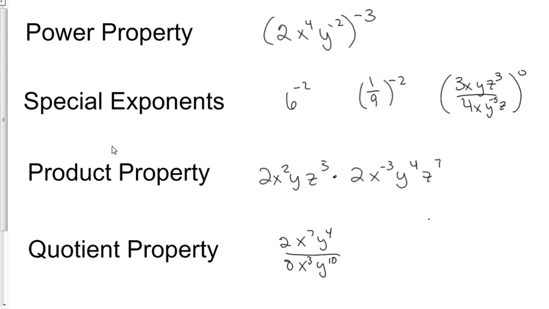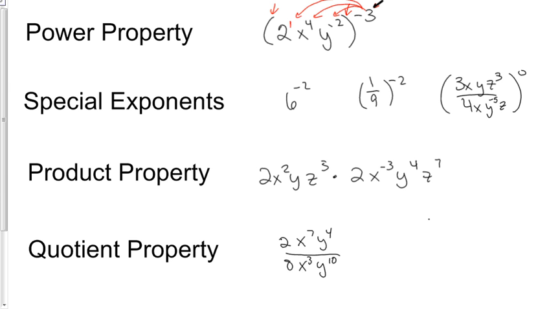So the power property, the dead giveaway is the parentheses with an exponent. And all that means is that that exponent needs to go to all of the exponents. Now notice the 2 doesn't have an exponent. It still is there though as a 1. It's 2 to the 1st power.